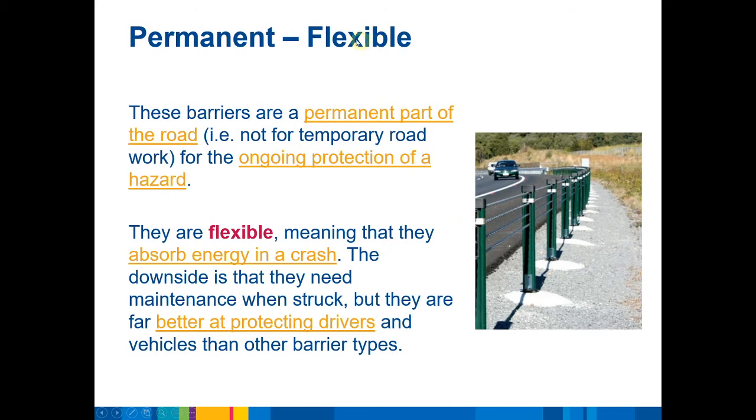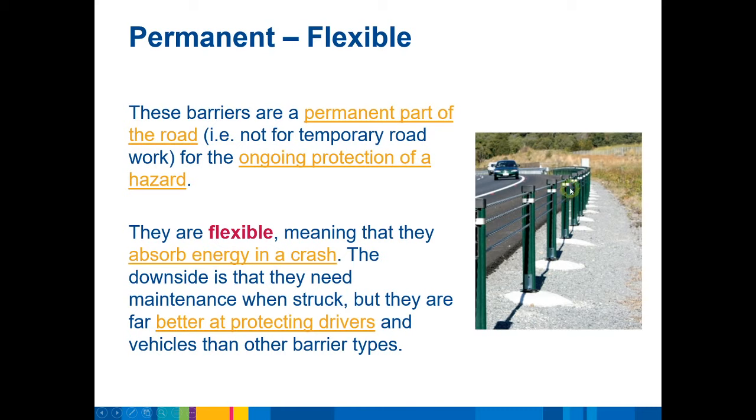So we have one kind, and again, if you check Road Design Note 0604, these are some of the definitions in there. Permanent flexible barriers. These barriers are a permanent part of the road, so they're not temporary for roadworks. They're ongoing protection of a hazard or ongoing protection of vehicles. And they're flexible, meaning that they absorb energy in a crash. These ones are the wire rope safety barrier. This is our standout permanent, flexible energy barrier.